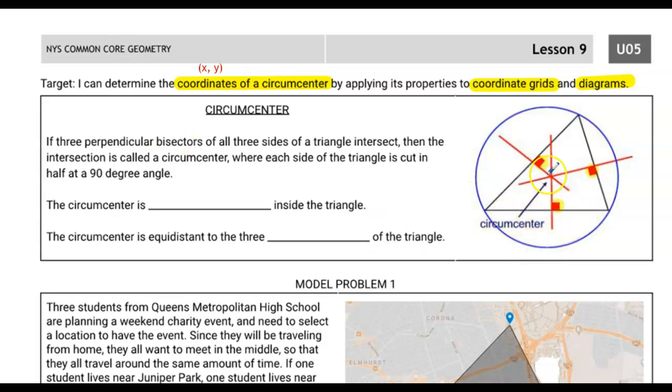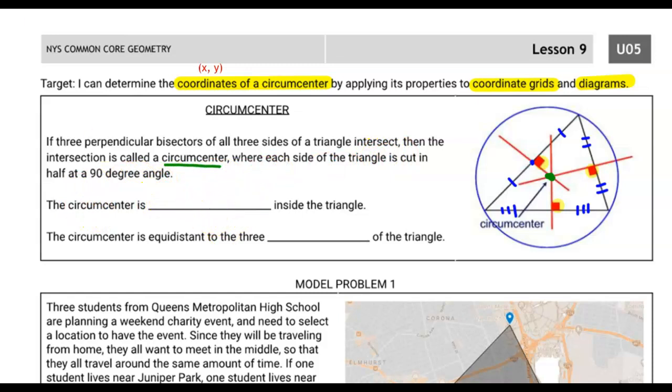How do we know they're bisectors? Well, recall that a bisector is going to hit a line segment at its midpoint. So if that's the midpoint, that means that this side and this side are congruent to each other. In other words, this half is congruent to this half. And then similarly, this half is going to be congruent to this half, and this half is going to be congruent to this half. So we know they're perpendicular bisectors because they're perpendicular to the lines, and they bisect the lines. Fantastic. And they all meet together in the center in this one point called the circumcenter, a special, different center than all the other centers of triangles. So that intersection is called the circumcenter, where each side of the triangle is cut in half at a 90-degree angle.